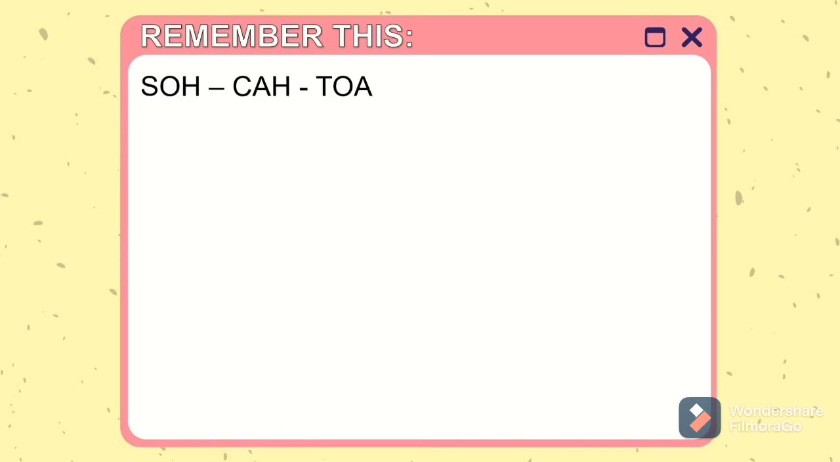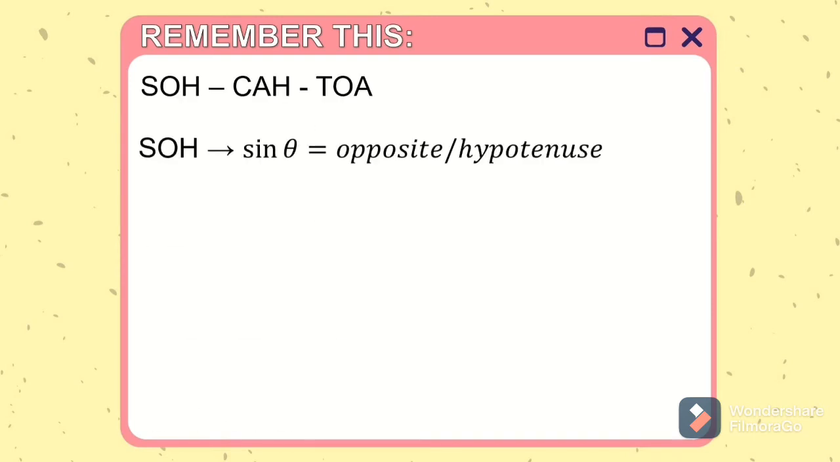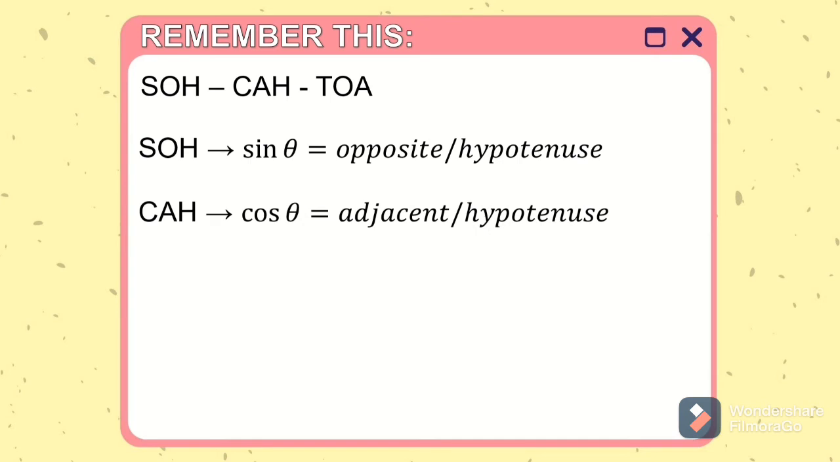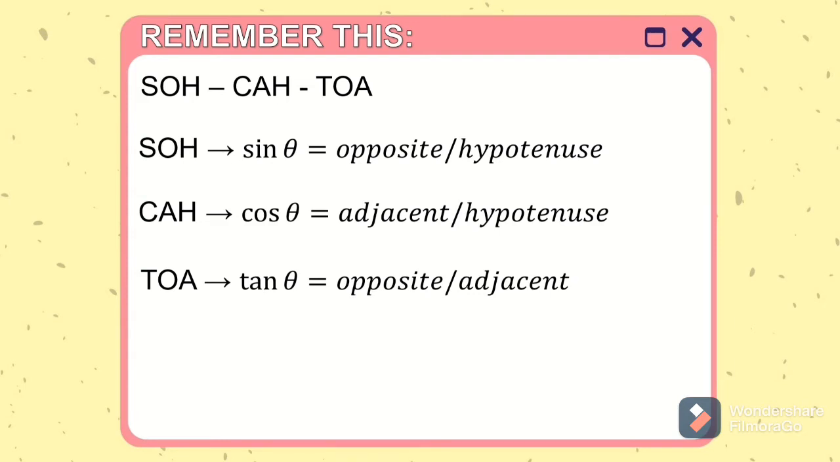Remember this. We have SOHCAHTOA. SOH means S for sine, O for opposite, and H for hypotenuse. That means sine theta is equal to opposite over hypotenuse. CAH means C for cosine, A for adjacent, H for hypotenuse. So that will be cosine theta is equal to adjacent over hypotenuse. Then TOA, T means tangent, O means opposite, A means adjacent. So that will be tangent theta is equal to opposite over adjacent.